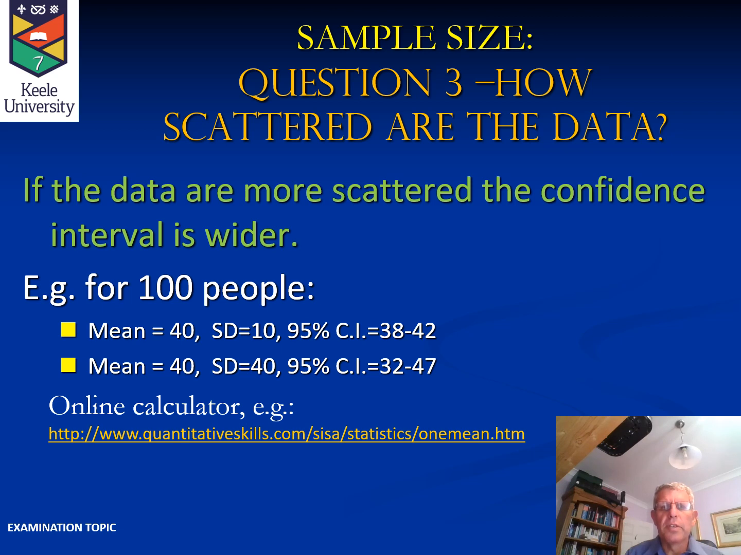And the third factor to consider is how scattered the data are. If the data are more scattered, the confidence interval will be wider. So for example, with 100 people, if we have a mean of 40 and a standard deviation of 10, the confidence interval will be 38 to 42. If the mean is 40, but the standard deviation is much larger at 40, then our confidence interval will also be wider, and it will now be 32 to 47 compared to 38 to 42.